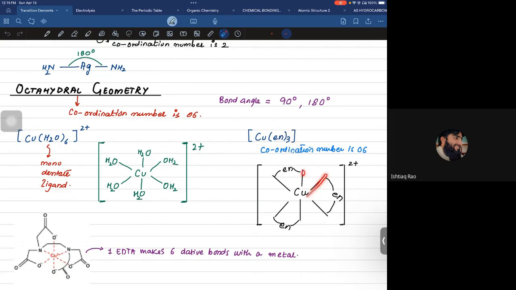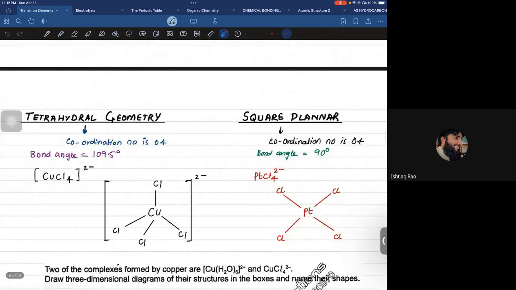You can see 1, 2, 3, 4, 5, 6 dative bonds. Both ligands are going to make 6 dative bonds. That's why I can say the geometry of both is octahedral. Then we have tetrahedral.